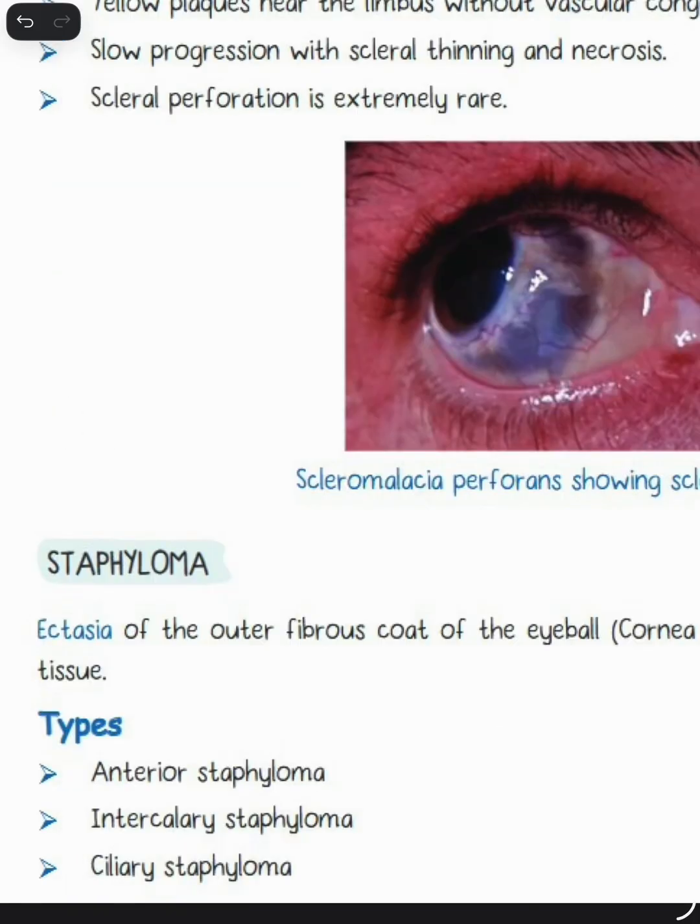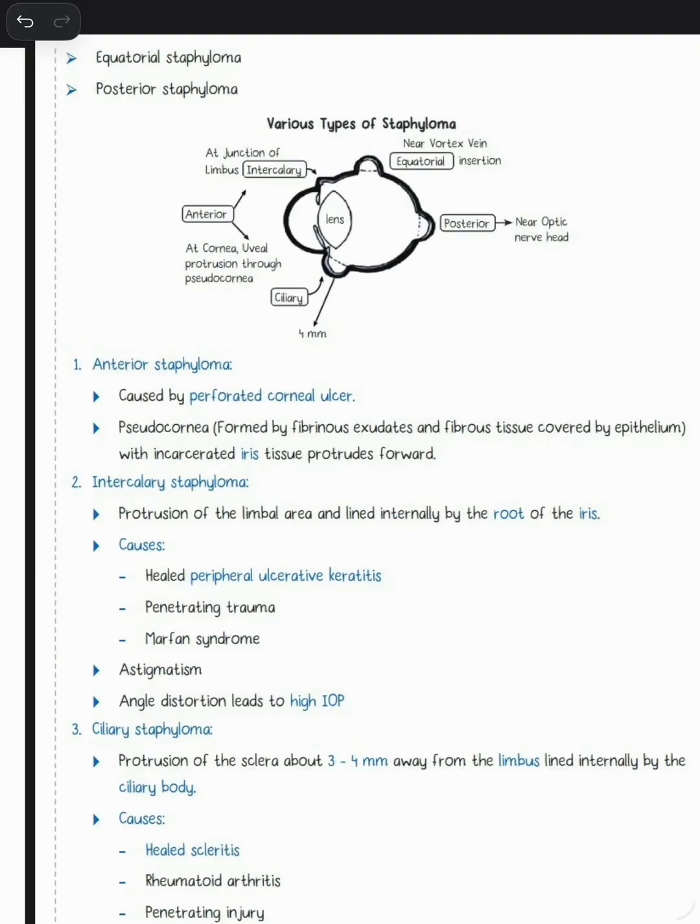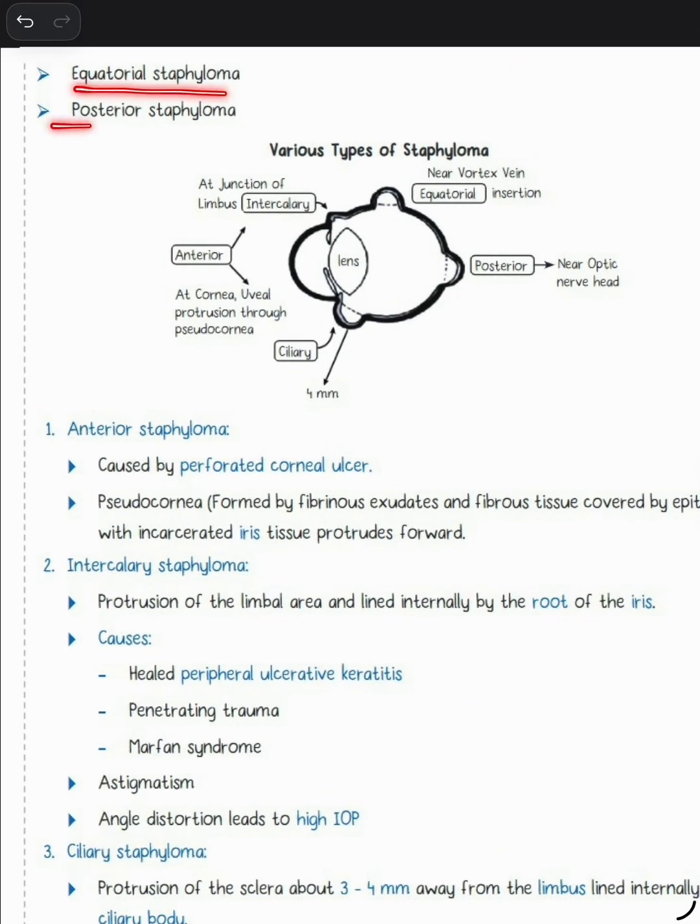What are the names of the types? The anterior staphyloma, intercalary staphyloma, ciliary staphyloma, equatorial staphyloma, and the posterior staphyloma. So the anterior staphyloma is at the cornea, the intercalary staphyloma is at the junction of the limbus, the ciliary staphyloma is near the ciliary body, the equatorial is at the equator, and the posterior is at the posterior of the sclera.